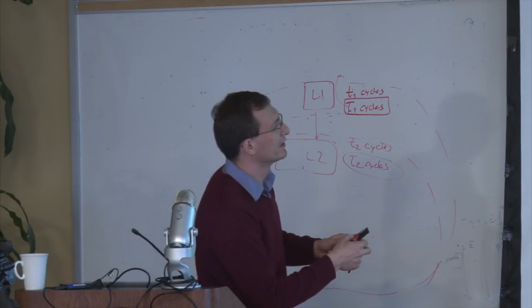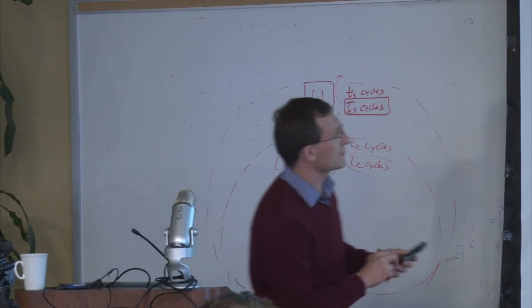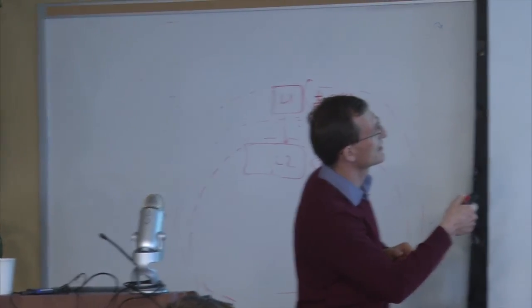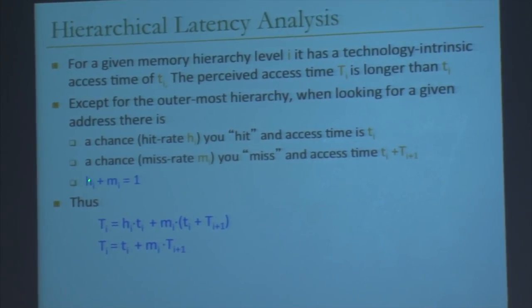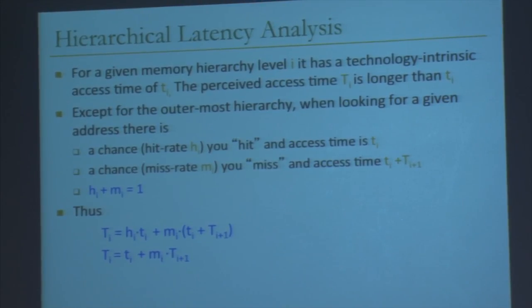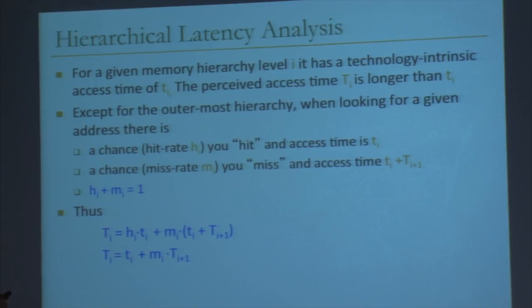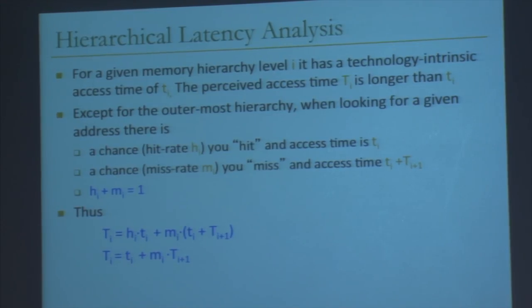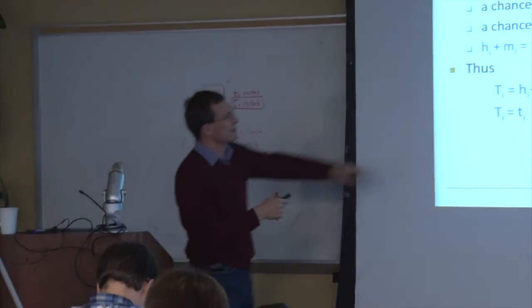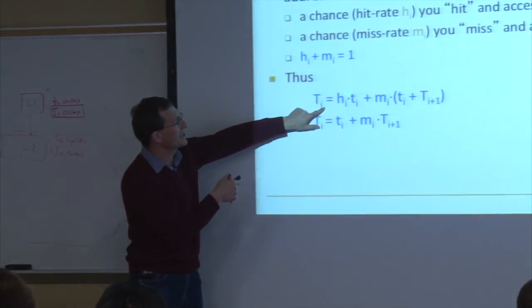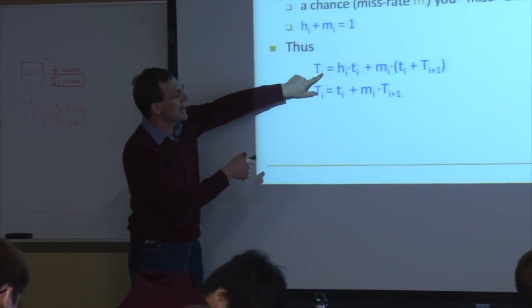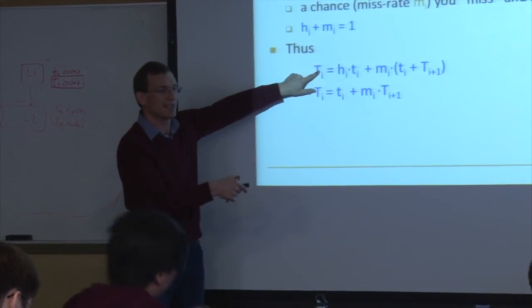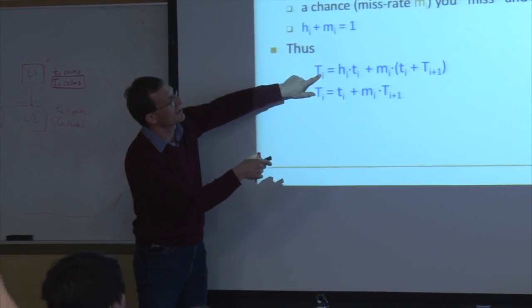I guess before we go over here, if you actually consider hit rate and miss rate, they should add up to 1, right? Because this is the total number of accesses. They either hit or miss. So basically, hi is 1 minus mi. So the time it takes to access one level looks like this. The time it takes to access this level is the hit rate at that level times the hit latency, plus the miss rate at that level times the perceived access time of the next level. That's the hierarchical equation.